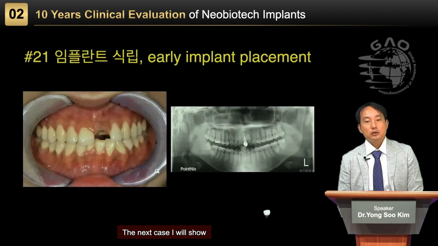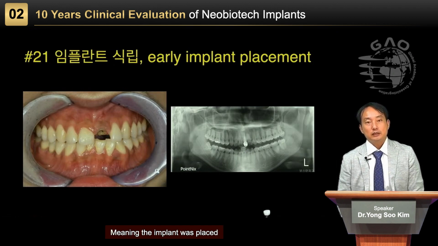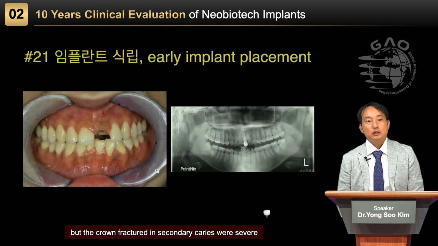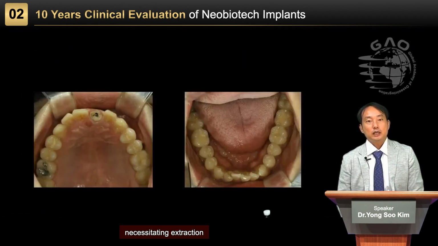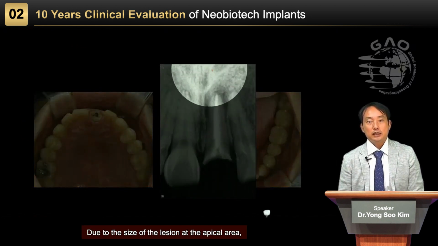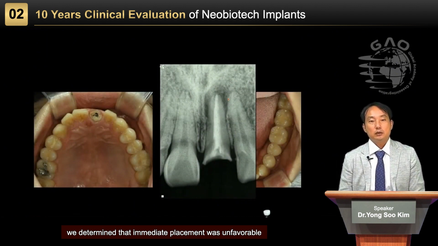The next case I will show is one where immediate placement was unfavorable, so it is an example of early implant placement, meaning the implant was placed after soft tissue healing. This was a tooth that previously used a post-core crown, but the crown fractured and secondary caries were severe, necessitating extraction. Due to the size of the lesion at the apical area, we determined that immediate placement was unfavorable.